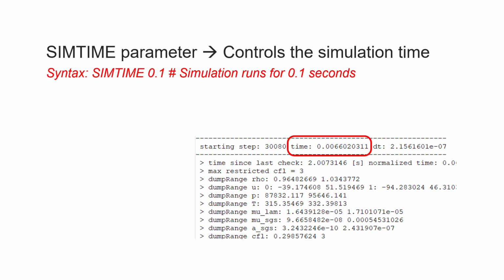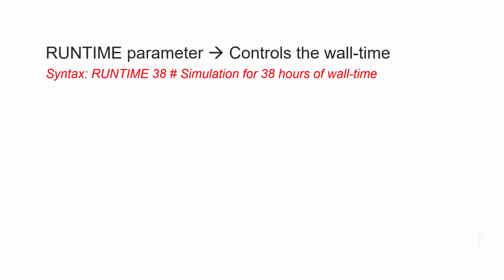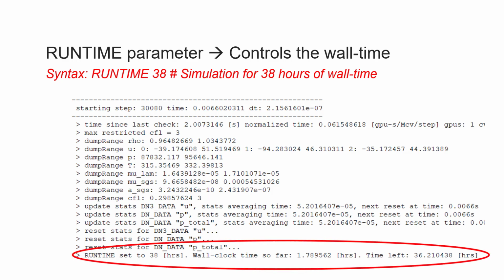And finally, there is the runtime parameter, which defines the length of the wall time for a simulation. For example, when this is set to 38, the simulation will run for 38 hours of wall time, then the solution will be saved and the solver will exit. This approach is particularly useful when running on computing systems where there is a time limit on the duration of each job. When a runtime is provided, the solver prints this at the last line of each time step.